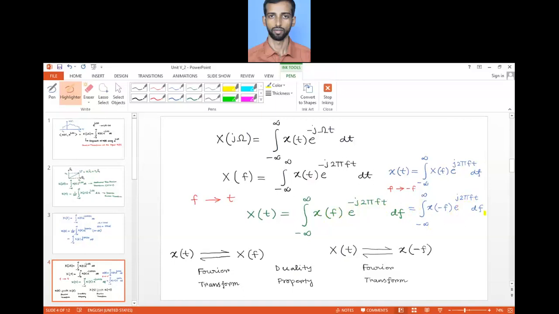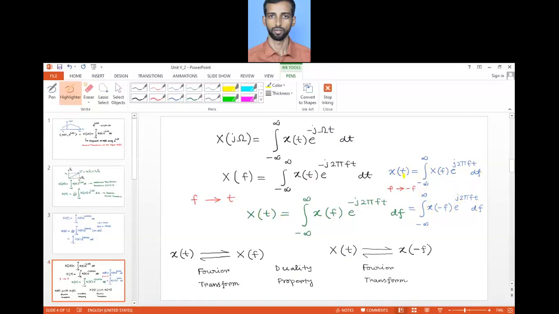df. Now if you compare these two expressions, the one written in blue and this one, here you see small x(t) is equal to integration over minus to plus infinity X(f) e to the power j 2π ft df, and here we find this capital X(t) is equal to integration over minus to plus infinity small x(-f) e to the power j 2π ft df. So this is an inverse Fourier transform expression.